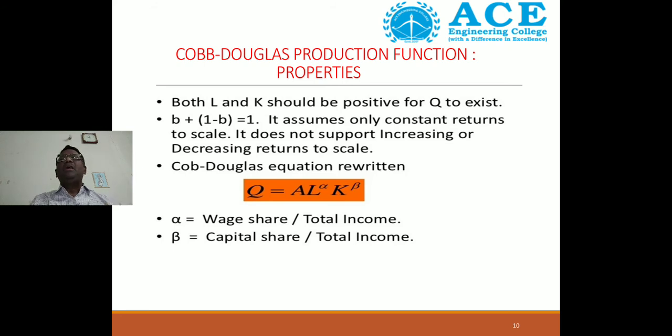What is the meaning of Q? Q means total output. So the first property is that labor and capital should be positive for Q to exist. Then the second property is B plus 1 minus B equal to 1. What does it assume? It assumes only constant returns to scale.